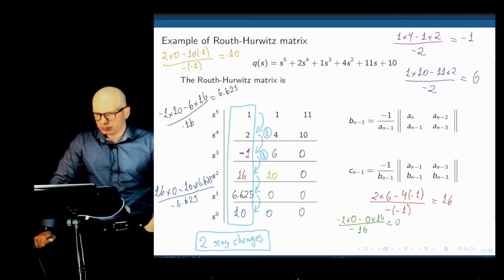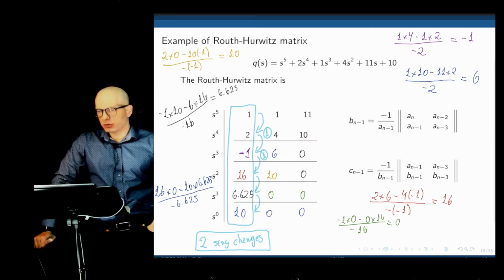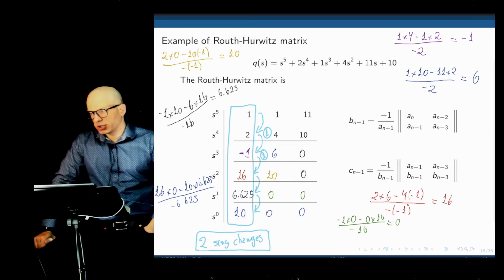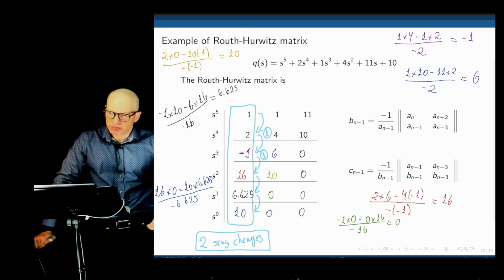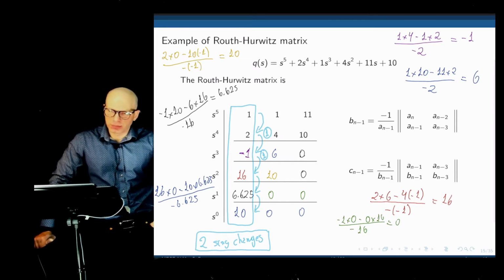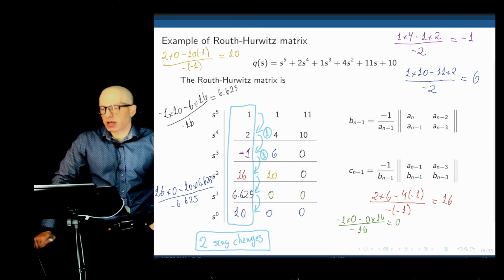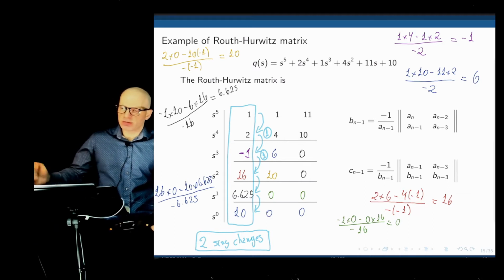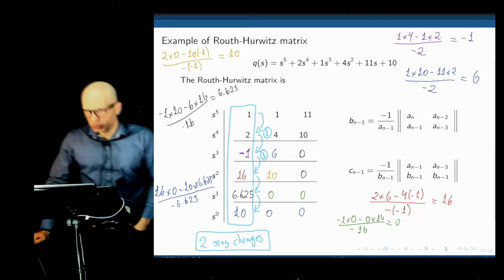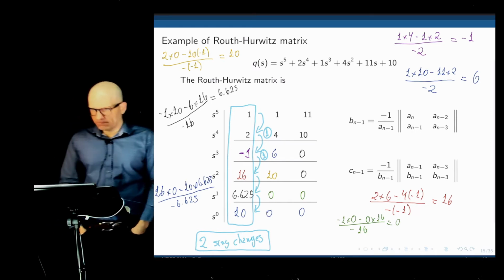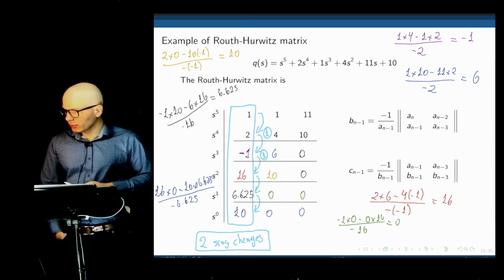Professor, could you go over the sign changes again? Yeah, so if you go down, starting at 1, from 1 to 2 is both positive, no sign change. From 2 to -1, the sign has changed from positive to negative, so that's 1. From -1 to 16, we're going back to positive, so the sign has changed again. 16 to 6 and 6 to 10 are all positive, no sign changes. So it goes positive, negative, negative, positive: 2 sign changes, 2 unstable poles. Any other questions?